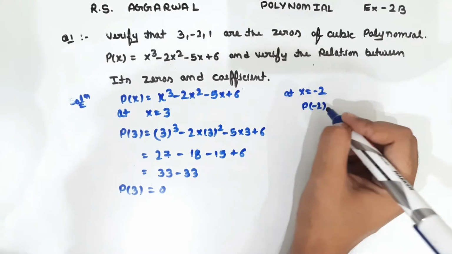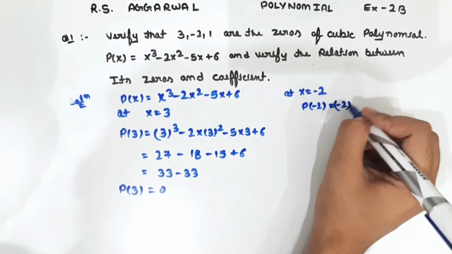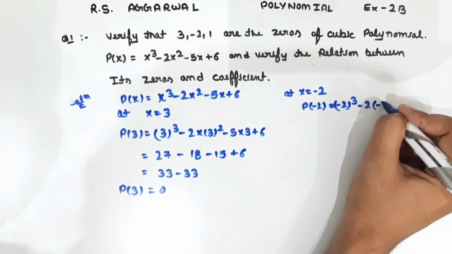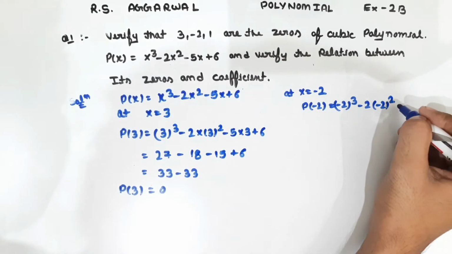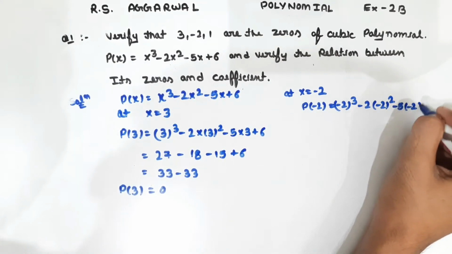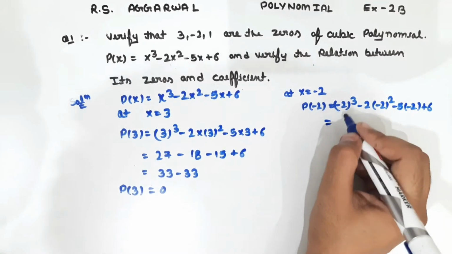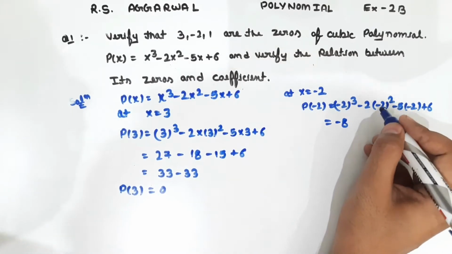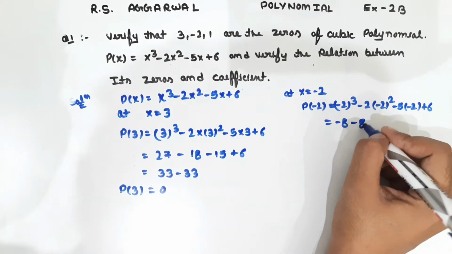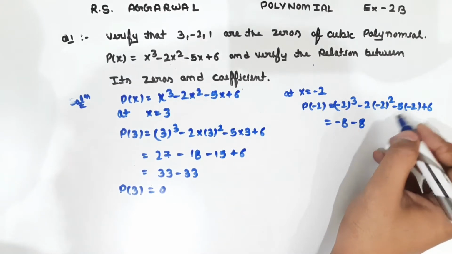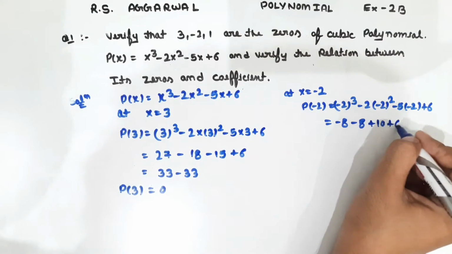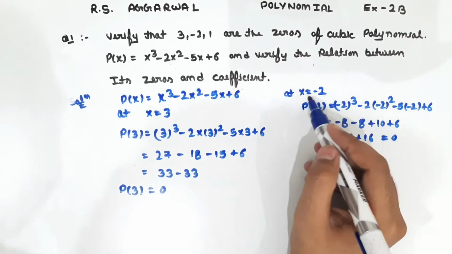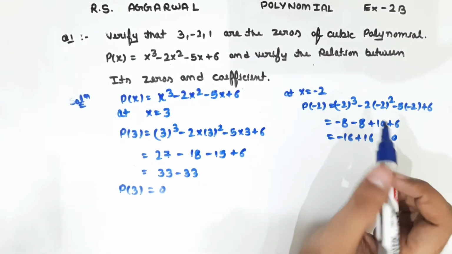P(minus 2) will be minus 2 cube minus 2 into minus 2 whole square minus 5 into minus 2 plus 6. So minus 2 cube is minus 8, minus 2 square is plus 4 and 4 into minus 2 is minus 8, minus 5 into minus 2 will be plus 10, plus 6. So minus 16 plus 16, this is also equal to 0. So x equals minus 2 is also a zero of the given cubic polynomial.